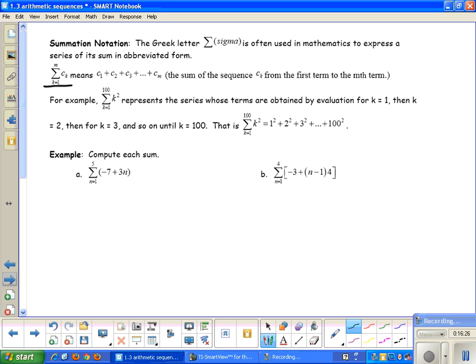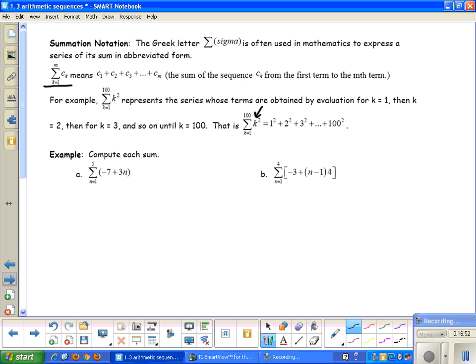So for example, if I wanted the sum of k squared for values from 1 to 100, what I'm going to be doing is taking all those values and plugging them into my formula, which is k squared, all the way up to 100, and adding those numbers together. So I would do 1 squared plus 2 squared plus 3 squared and so on all the way up to 100 squared, and I have to figure out what that's equal to. So let's go ahead and do these two examples.